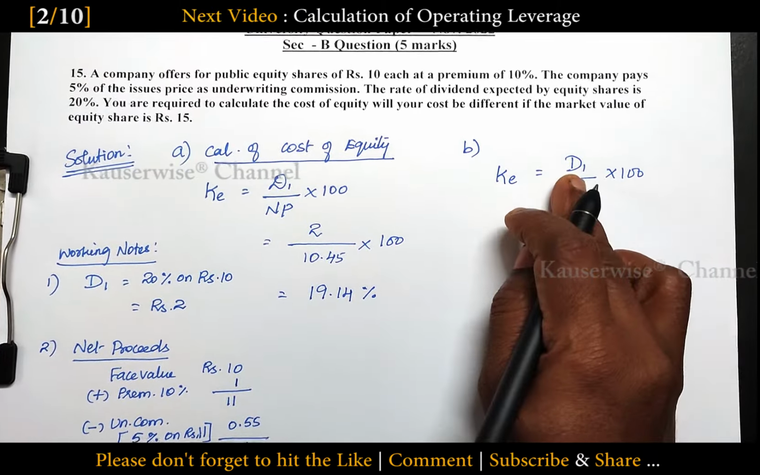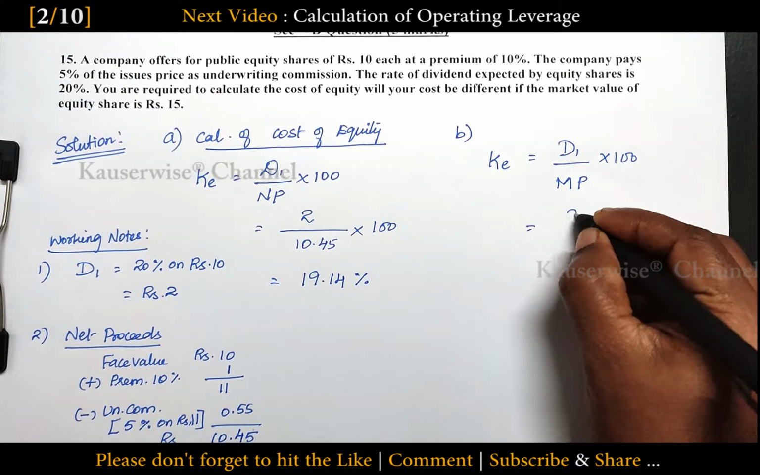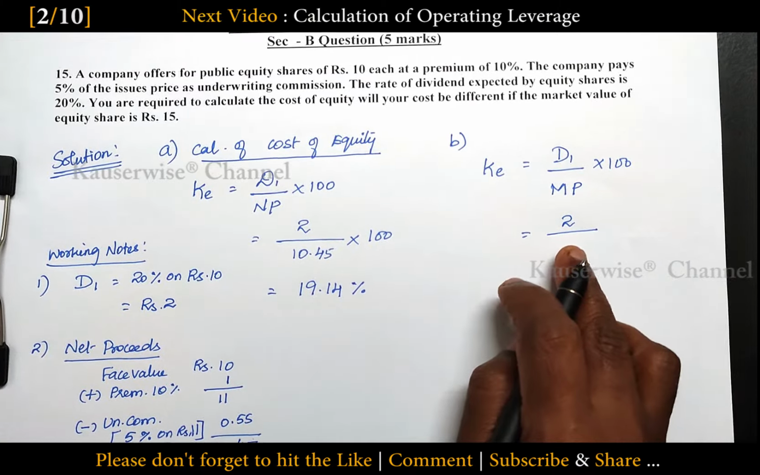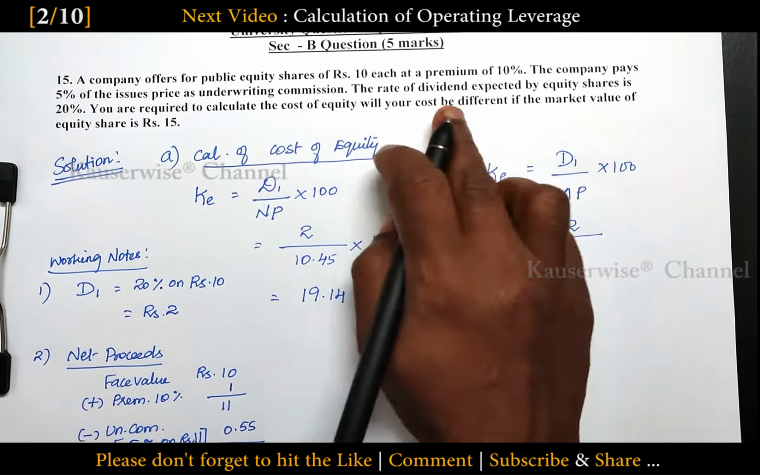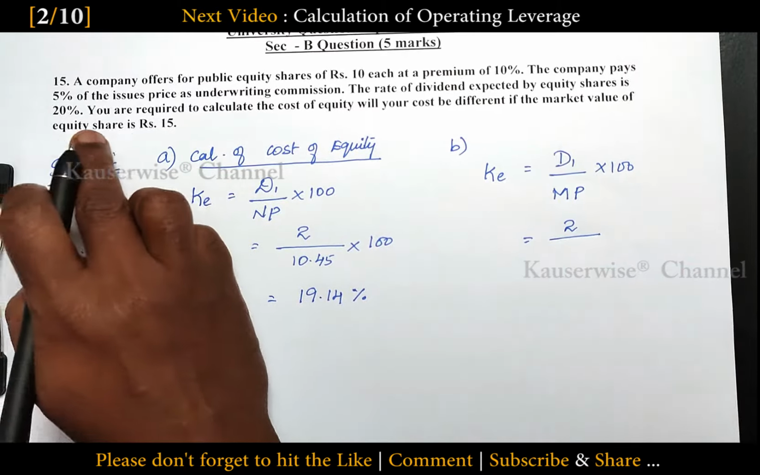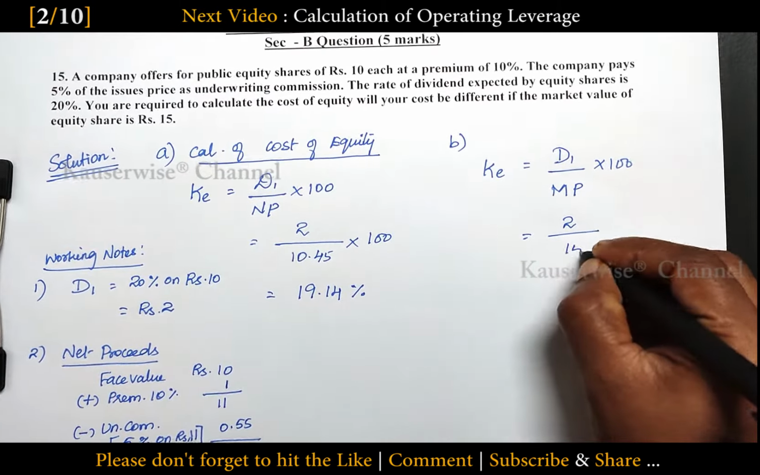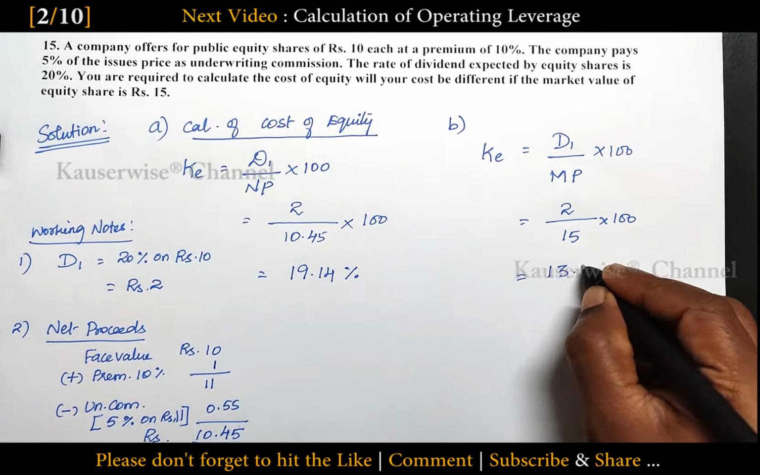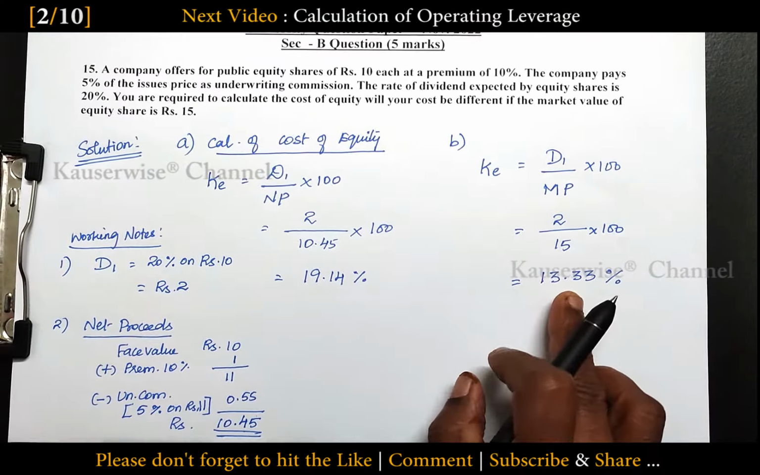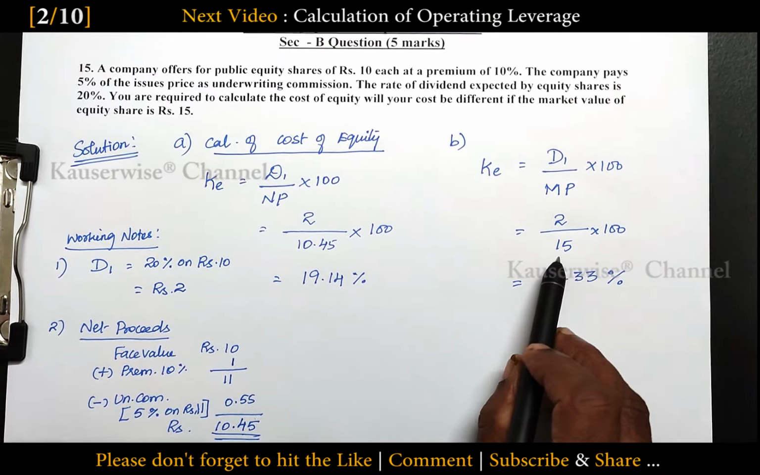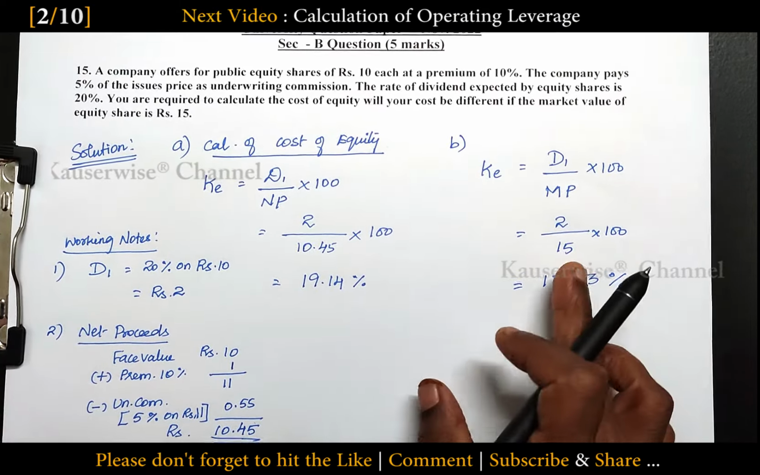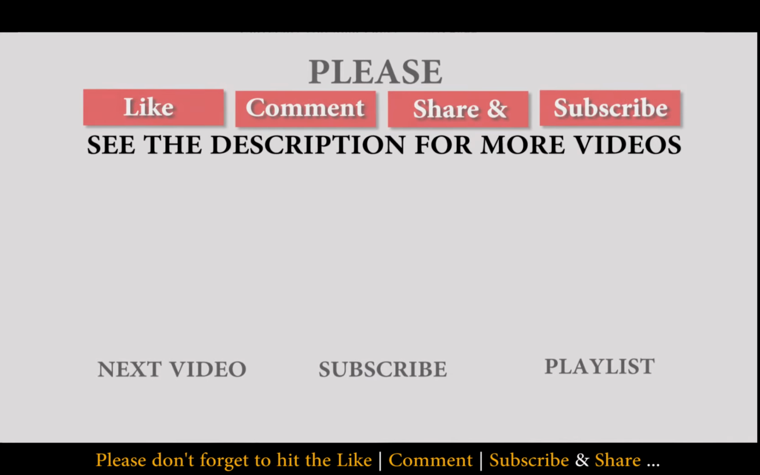So what is D1? That is dividend, same value, 2 rupees. 2 divided by market price. So instead of net proceeds, we are going to substitute market price. Okay. So what is the market price? See the problem. If the market value of equity share is 15 rupees, so 15 into 100. So what is the answer? 13.33 percentage. So this is the cost of equity if the market price is 15 rupees. Okay. Yes, we are getting different answer if there is any change in the market price. Okay. So this is the way to calculate cost of equity in two different scenarios.